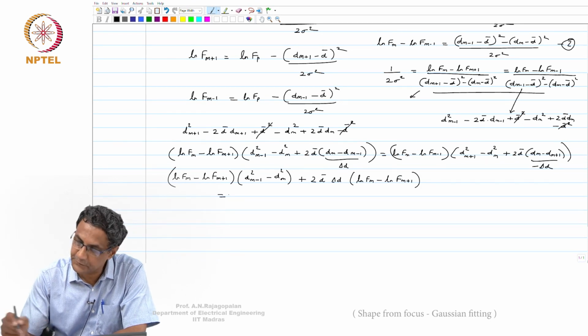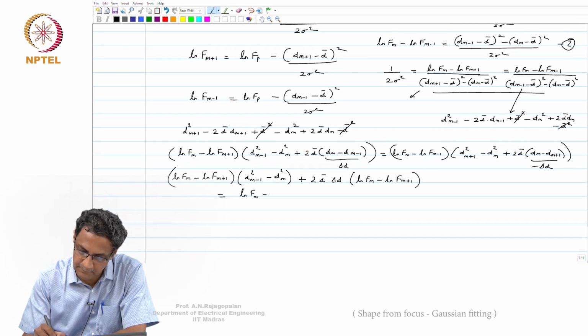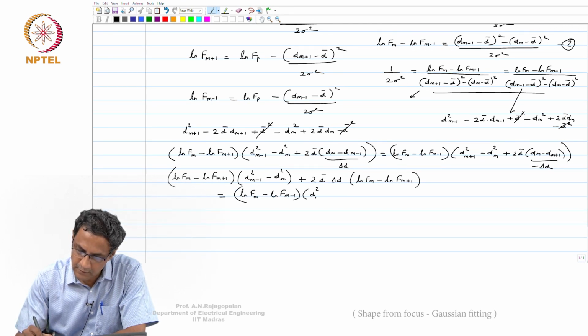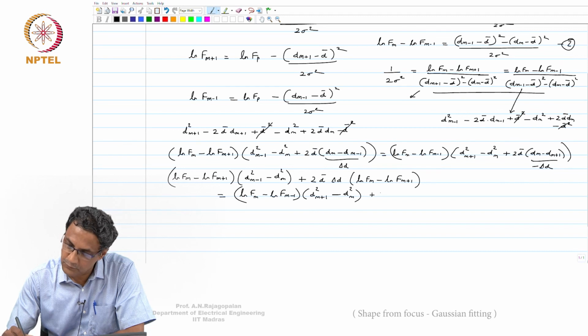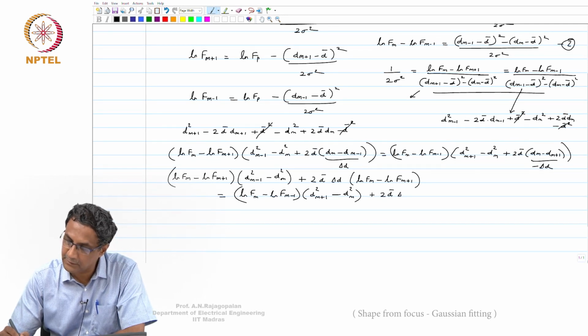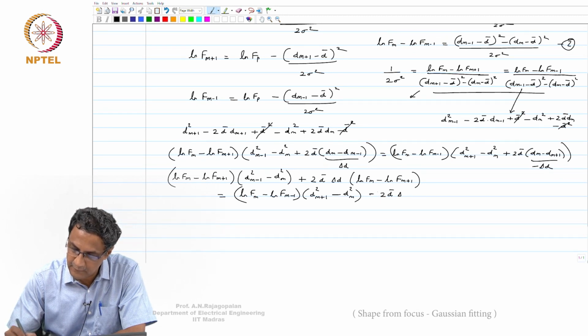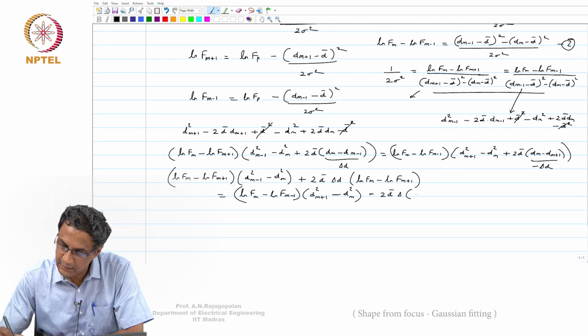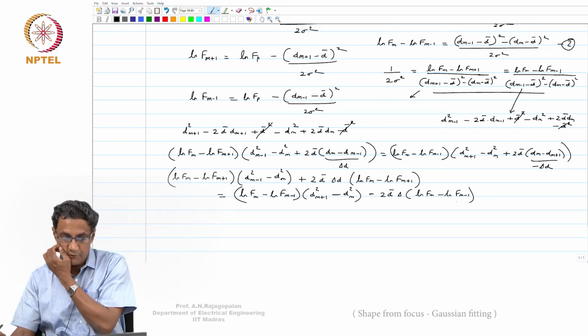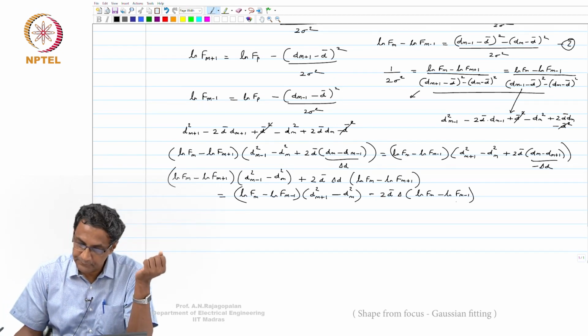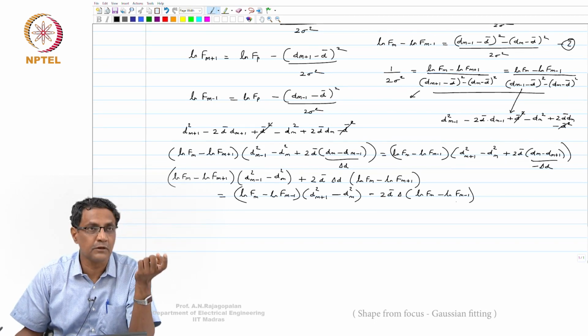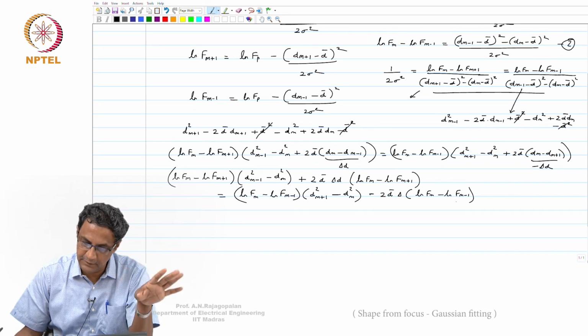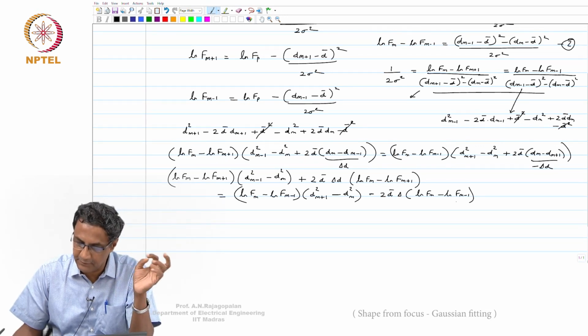This is equal to, on the right hand side, ln fm minus ln fm minus 1 into d square m plus 1 minus d square m plus 2 d bar delta d, oh no, minus 2 d bar delta d, because that's minus delta d, right? So this will become minus 2 d bar delta d ln of fm minus ln of fm minus 1. Therefore, if you club terms that are involving d bar, all these quantities are known. Fm we know, fm plus 1, dm minus 1, delta d, everything we know except d bar.